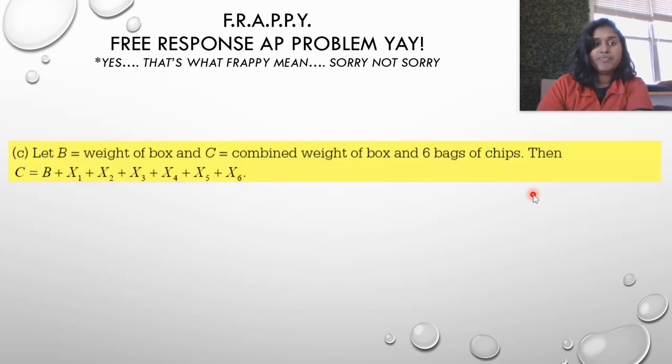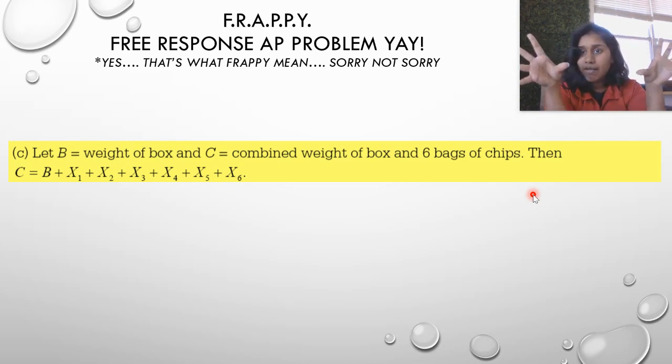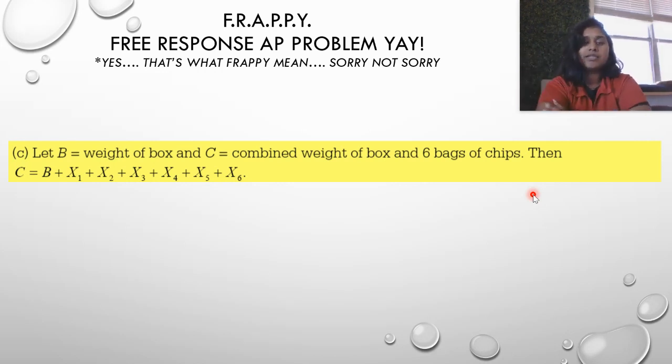So this is kind of interesting. The first thing I did is I let B be the weight of the box, that 10 ounces, and C is the total weight, so everything, the box and the 6 bags of chips. And then, of course, our bags of chips is X. We've already declared X is our discrete variable for the weight of an individual bag of chips.